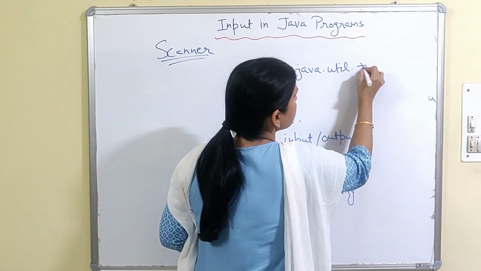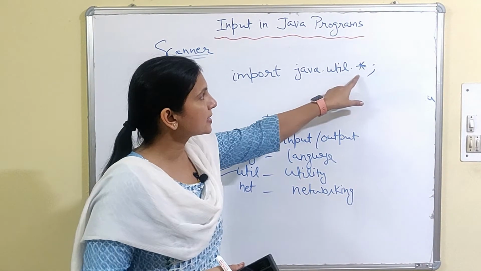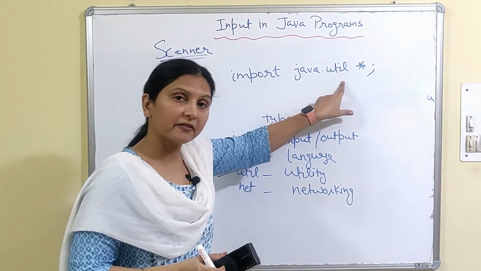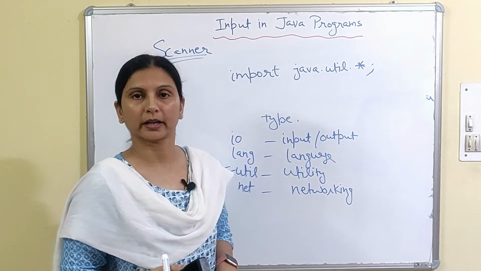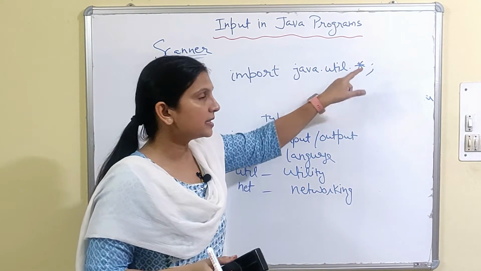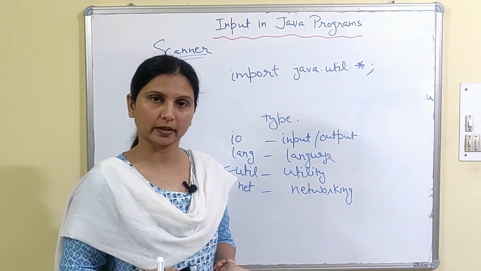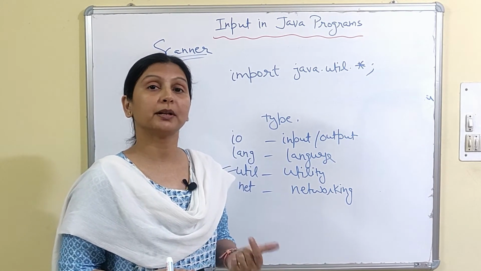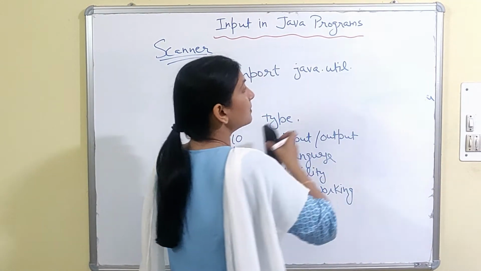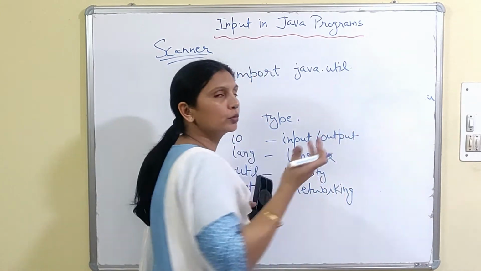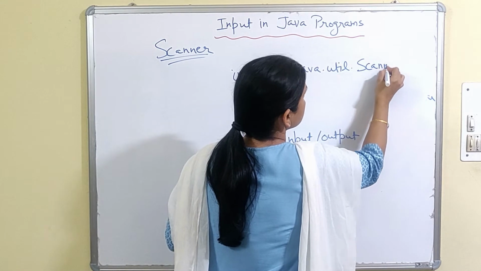Now if I write star, what does it mean? Star means all files of util package are available and you can use those classes in your program. Fine. Star means all files are available for you. But if you want to use any particular class, you will mention it, like if I want to use scanner class only, so I can write util.scanner.